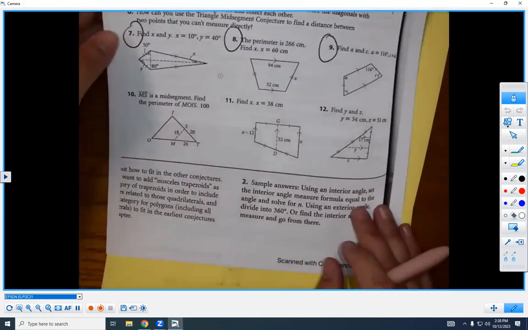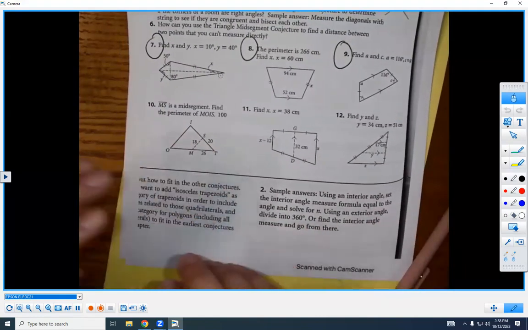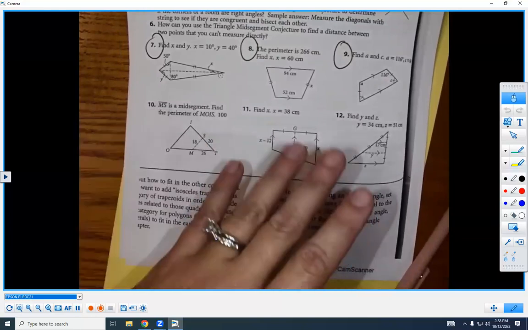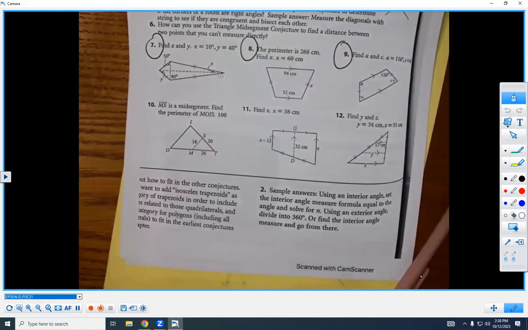7, 8, 9, with quadrilaterals. You're not proving anything with quadrilaterals on this test, you're just doing problems with quadrilaterals. You know, the difference between the quadrilaterals, like the difference between a rhombus and a square and a rectangle and all that.